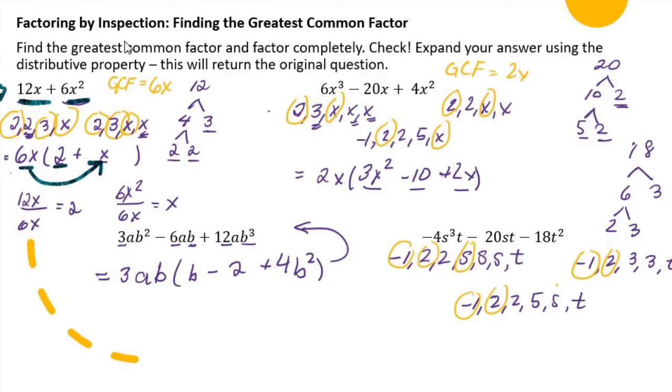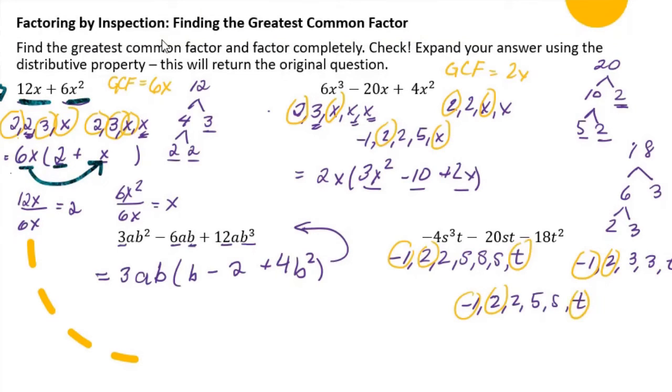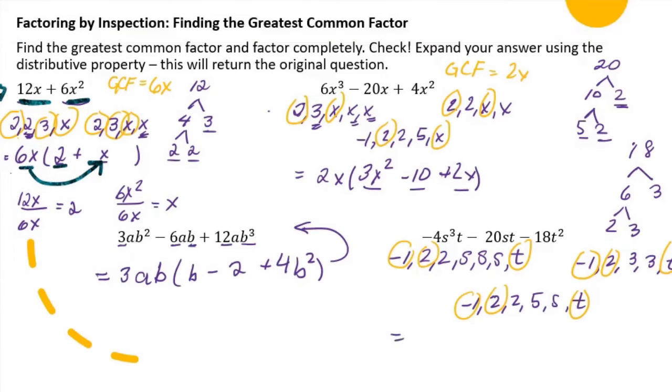Do I have a single s? Oh, I should not have circled that because I only have s's in the first term and in the second term, not in the third term. So those are not common factors to all three, but I do notice that each of them has a t. Great. We found the greatest common factor. Write it down. Keep it in your answer. Don't chuck it out the window. So it is negative 2t.